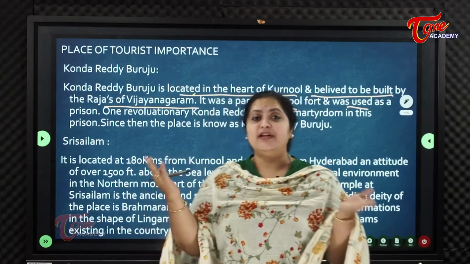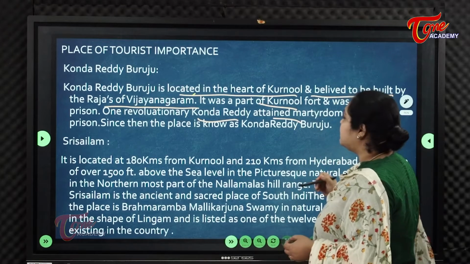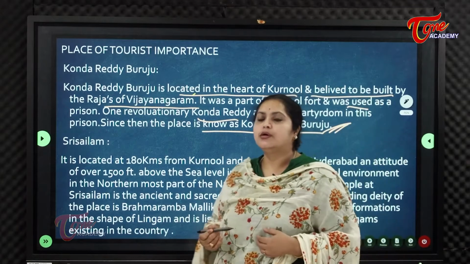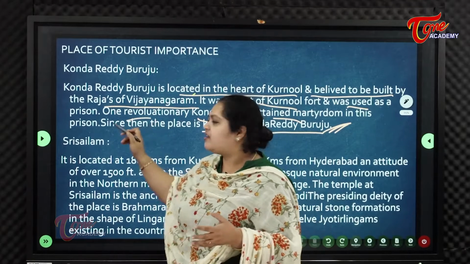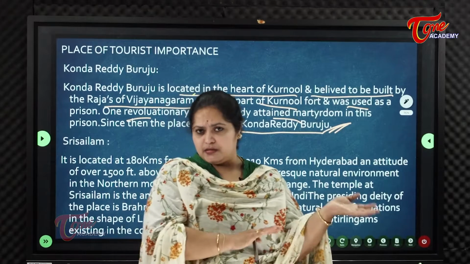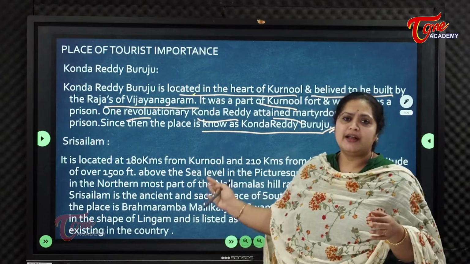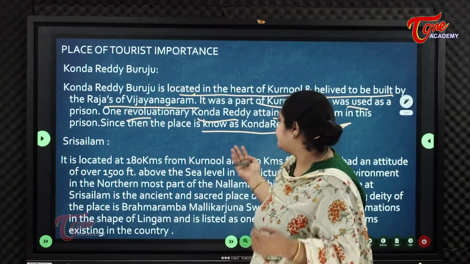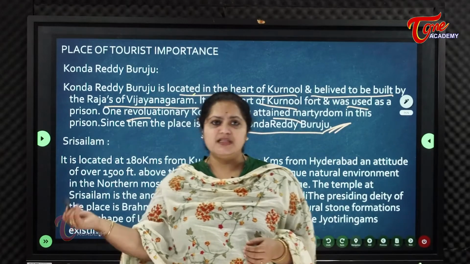Used like a jail. One revolutionary, Kondareddy, attained martyrdom in this prison. Since then the palace is known as Kondareddy Buruju. So at the time of the Britishers or other times, a revolutionary died in that particular prison or fort, and since then it is called Kondareddy Buruju. It's a very famous monument. Whoever visits Kurnool will definitely get to see this monument.